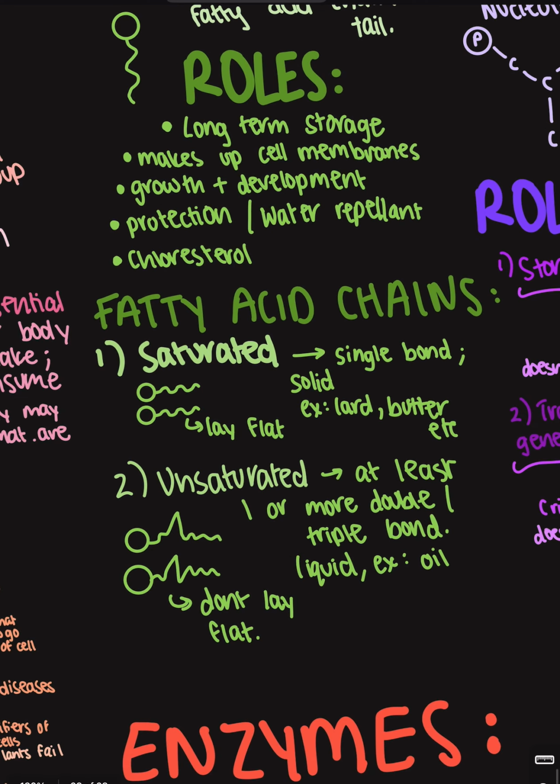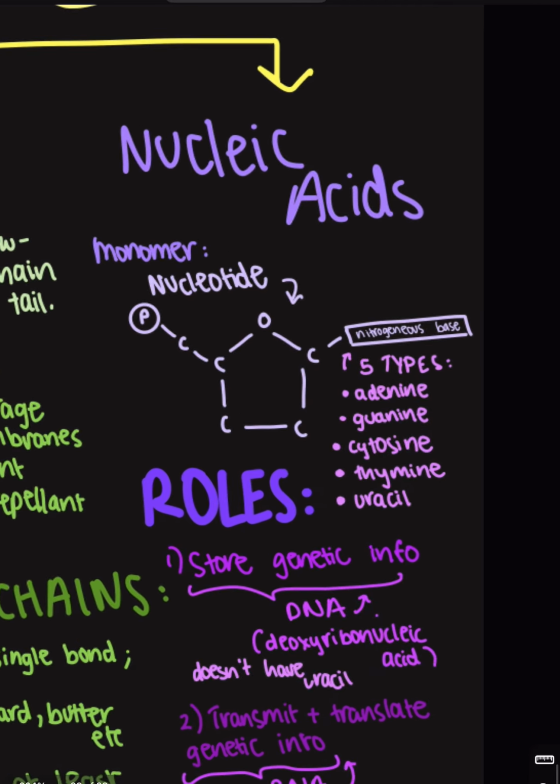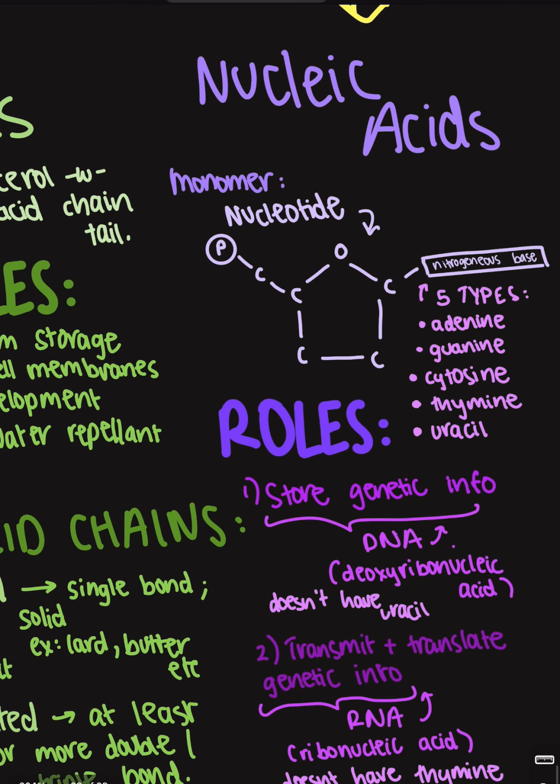And unsaturated is the opposite, where there's at least one or more double or triple bonds seen in the fatty acid chain tail. That's expressed by this dent, and that is going to cause the lipids to not lay flat against each other, and that's going to cause it to be a liquid. For example, oil.